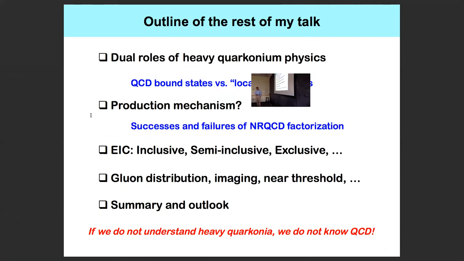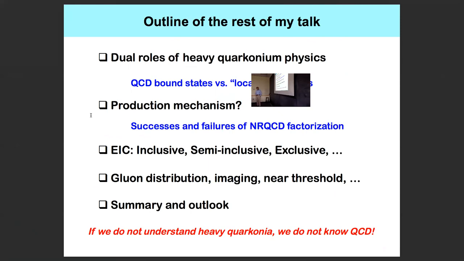Then, connected to this workshop, the EIC, which involves the production of quarkonium through inclusive, semi-inclusive, as well as exclusive processes, I will explain some differences. And also from those measurements, you can extract PDFs, like a Bjorken distribution, and especially near threshold, which can provide some information related to hadron mass. And finally, I will give a summary.